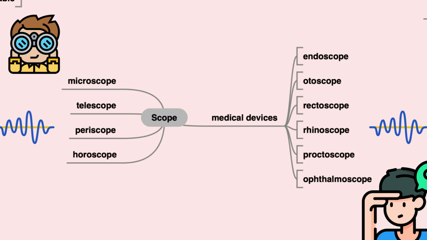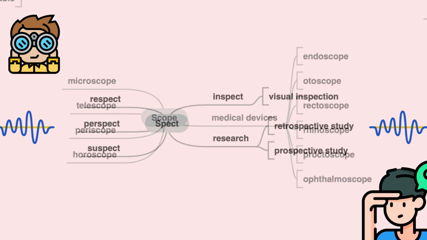Endoscope combines endo, meaning inside, and scope, meaning to observe, referring to a device for viewing the inside of the body. Similarly, adding oto, ear, makes otoscope, recto, rectum, makes rectoscope, rhino, nose, makes rhinoscope, and procto, anus, makes proctoscope.